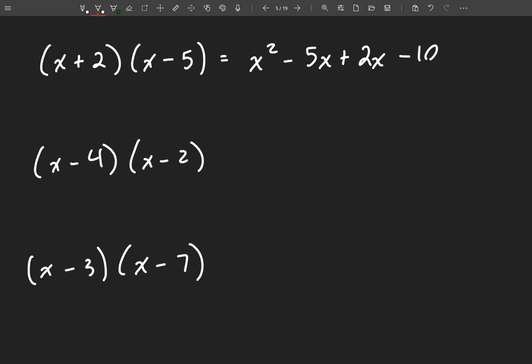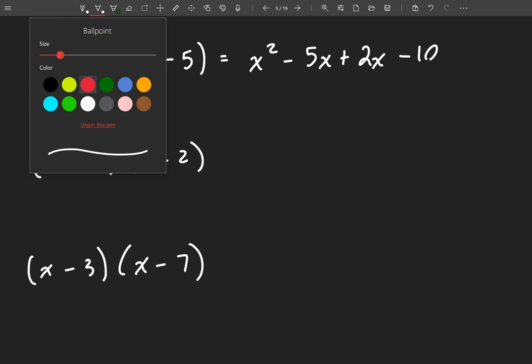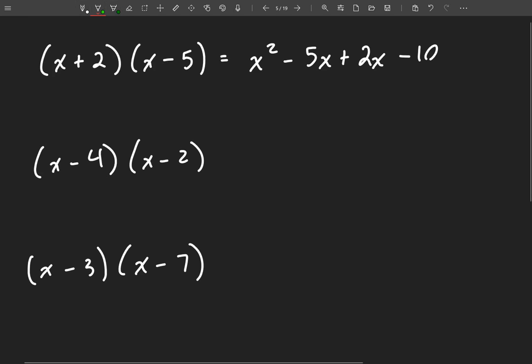And then to combine these, let me get a different color to show the final answer here. To combine the middle two, well, I still have x squared. This is a negative 5x plus 2x. If I have 2x minus 5x, it's the same thing. That gives me a negative 3x. And then, of course, my negative 10 comes down.